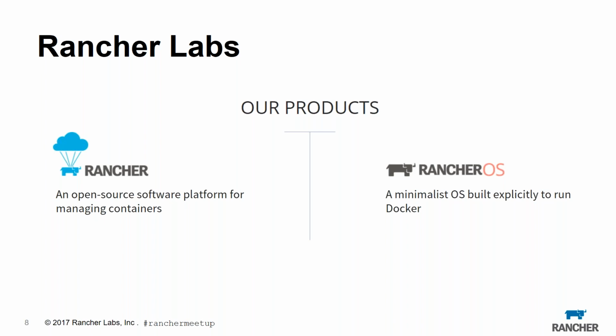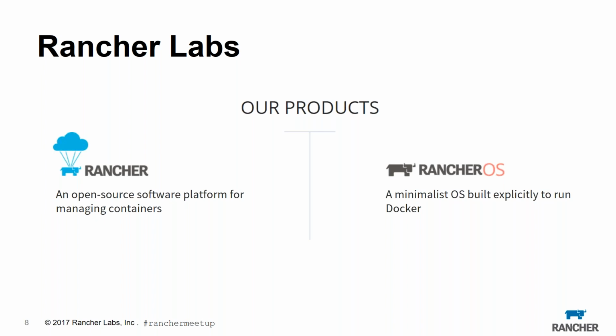We have 2 main projects. Rancher, which is an open source management platform for running containers that includes distributions of Kubernetes and Mesos and Swarm, as well as our own cattle orchestrator and a lot of infrastructure services, and just makes it incredibly easy to run containers. And RancherOS, which is a tiny OS distribution built to be less than 50 megabytes and to run Docker incredibly well.